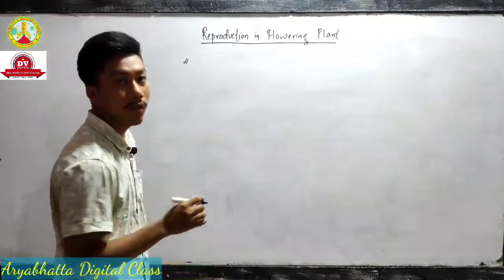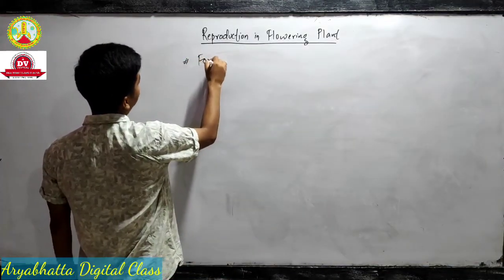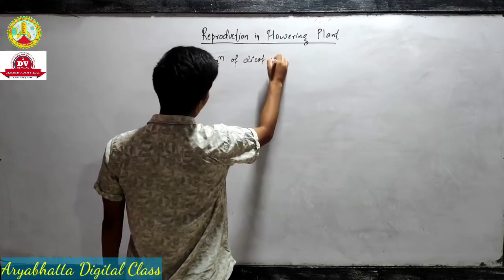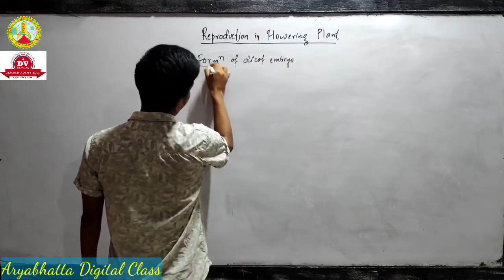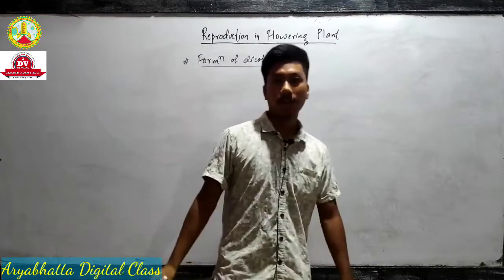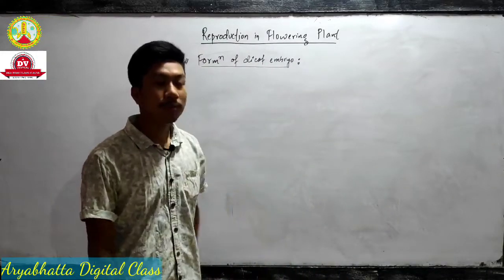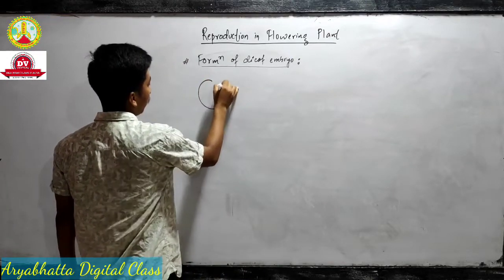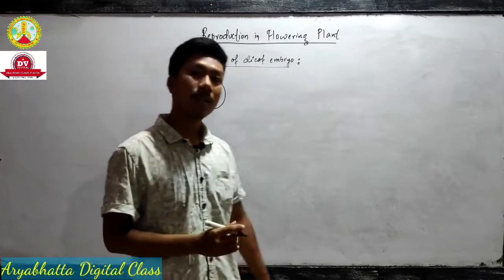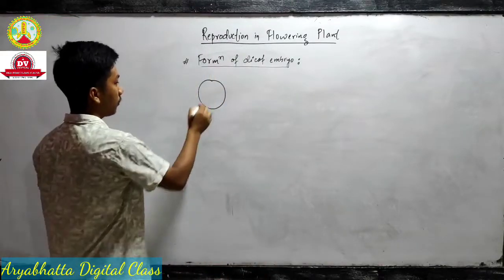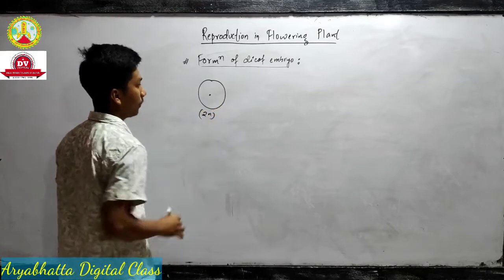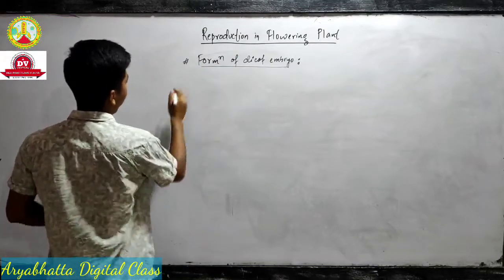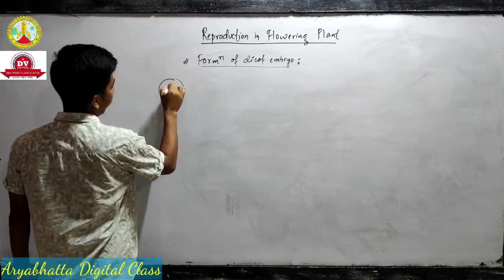Okay, the formation of dicot embryo. So in this video lecture we will discuss the formation of dicot embryo. So embryo is formed from the zygote. All these things happen inside the embryo sac. Okay, so here we have zygote, which is the diploid cell.